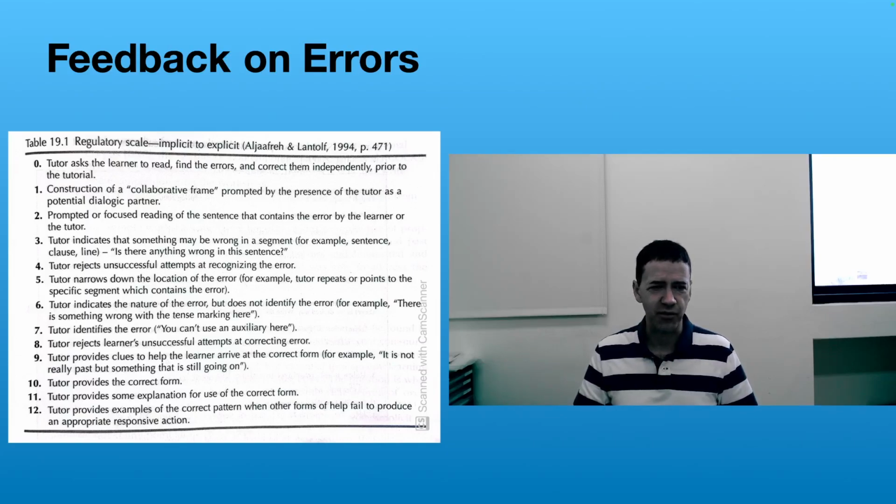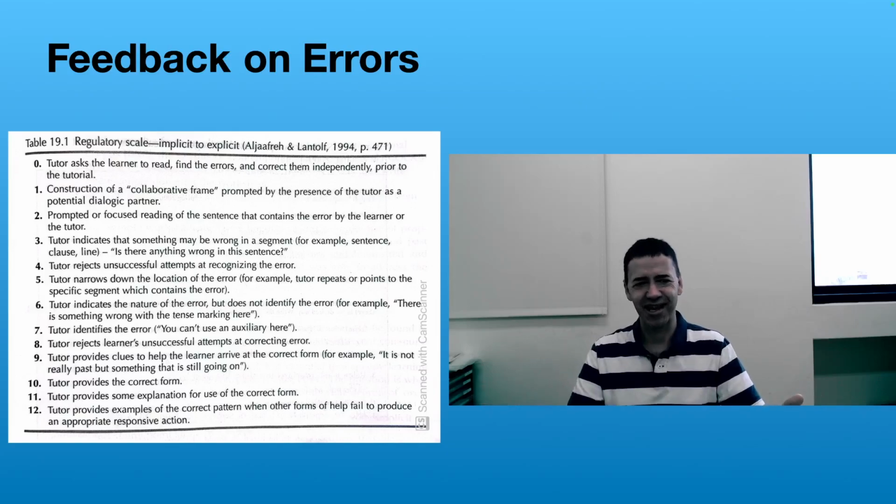But you can see like the first one, the tutor asks the learner to read, find the errors, and correct them independently. And then you go down to number 12. The tutor provides examples of the correct pattern when other forms of help fail to produce. So at the very end, all right, here's the answer. So you can see step by step, here are some things you can try. Those of you who are tutoring right now, you may want to try to adopt some of these.